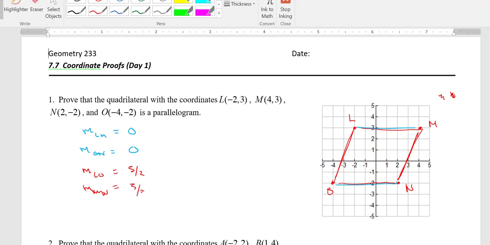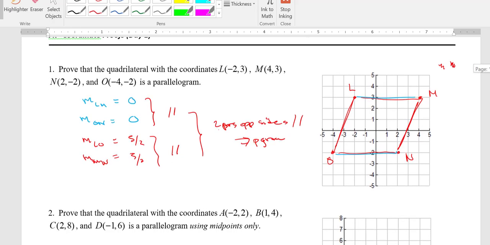So because these are parallel and these are parallel, that means I have two pairs of opposite sides parallel, which means I have a parallelogram. Okay, so that's the main idea here. Let's try the next one.